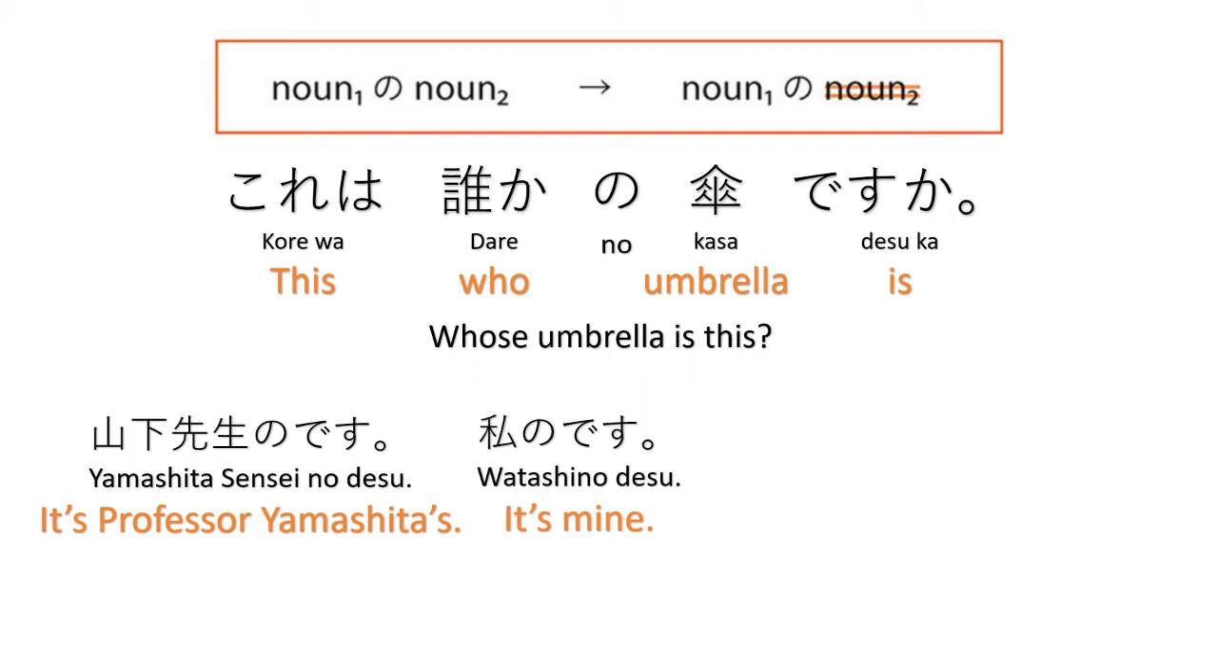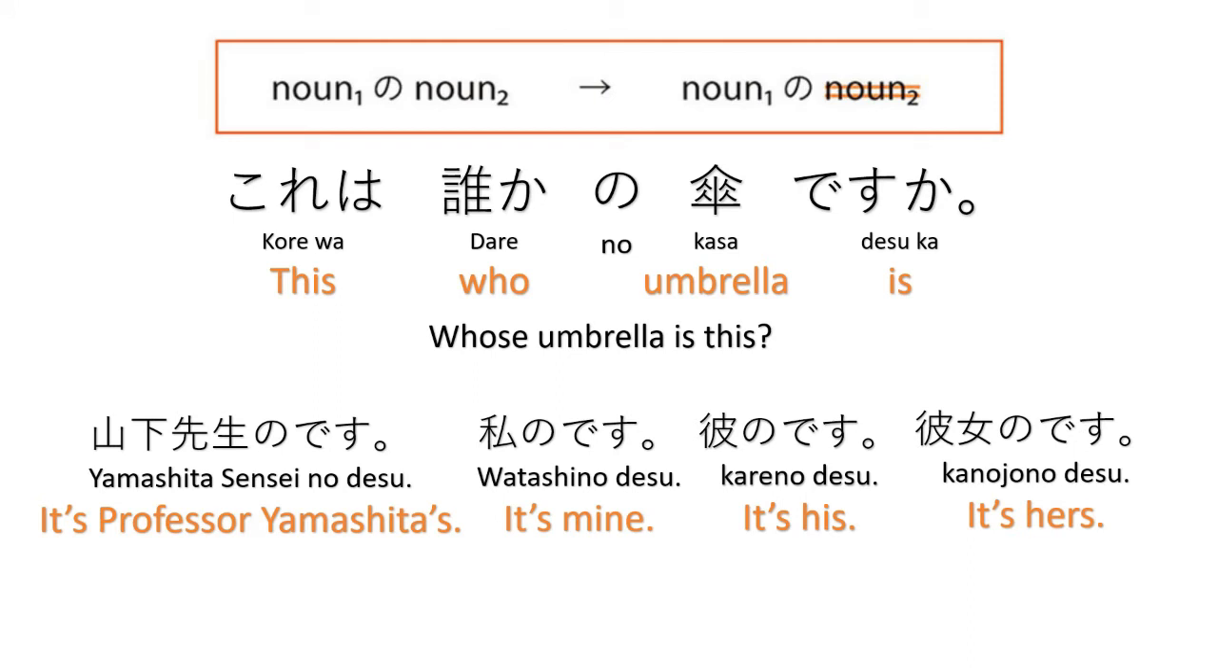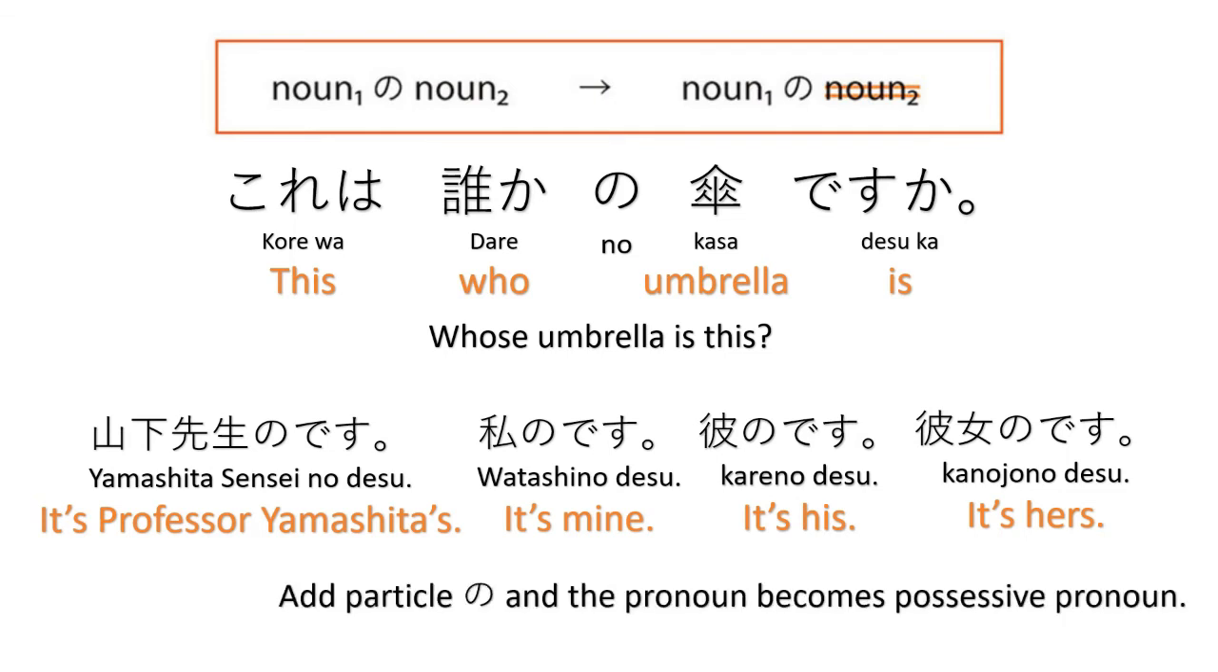So we can do that also for pronouns like watashi no desu, it's mine. So instead of saying watashi no kasa desu, we say watashi no desu. Or kare no desu, it's his. Or kanojo no desu, it's hers. Okay, so we add the particle no to the pronoun and the pronoun becomes possessive pronoun. Mine, his, hers, ours, etc.